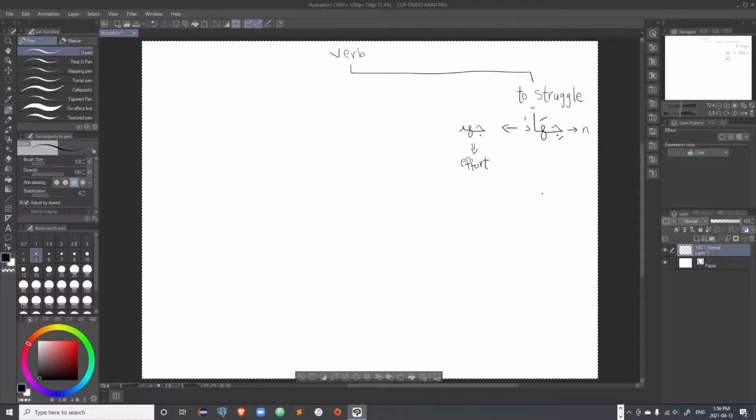So for the past tense, this would be the root. جاهد.